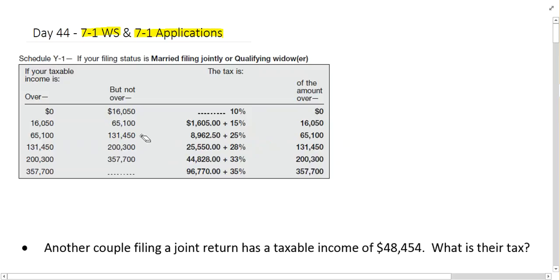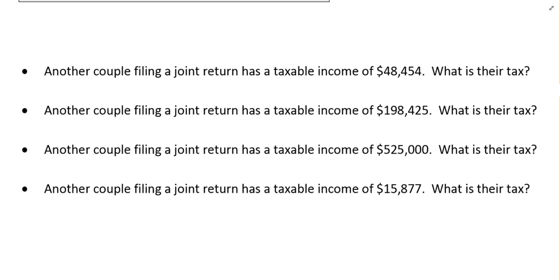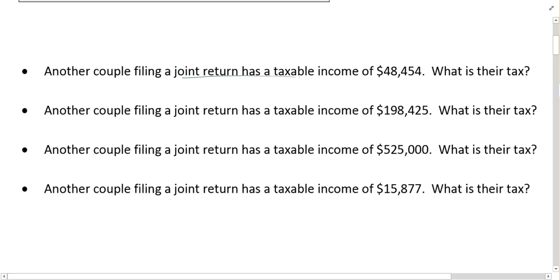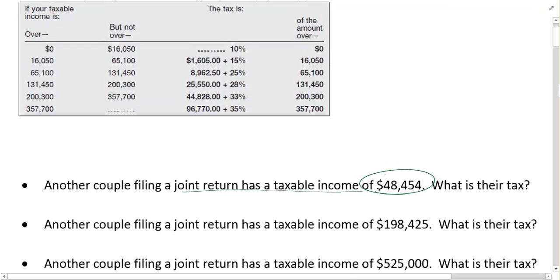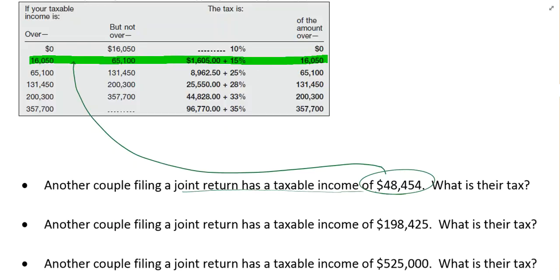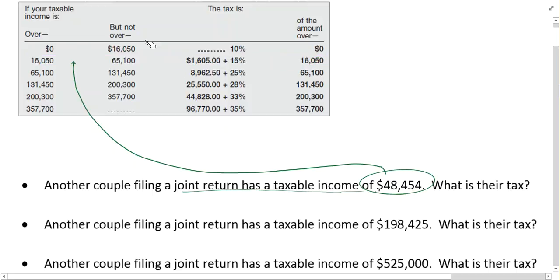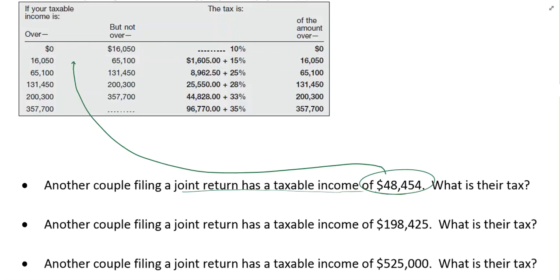So what I'd like to do today is look at the following examples. We've got another couple that's filing a joint return, and they have a taxable income of $48,454. We need to find out what their tax is. Well, since this $48,000 amount falls in between these two numbers here, then we're working out of this row. And our tax will be found by starting with $1,605 plus 15% of any amount over $16,050. So we're going to reuse those numbers and write an expression down below.